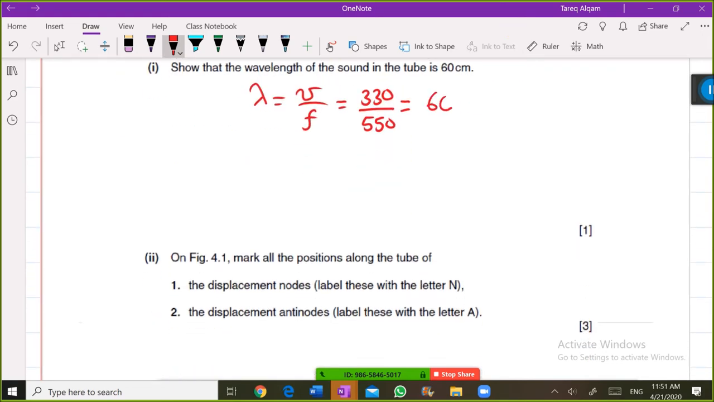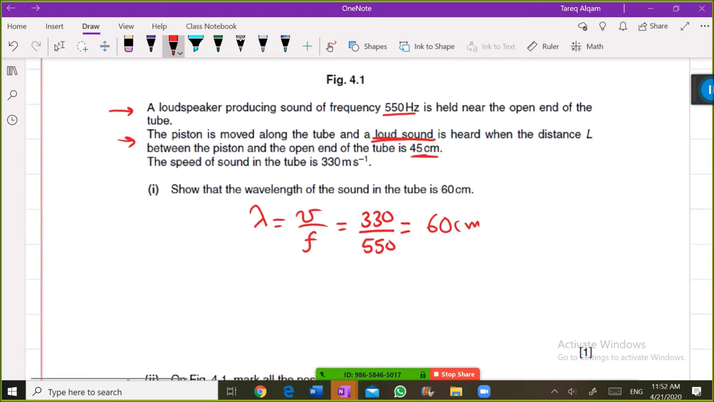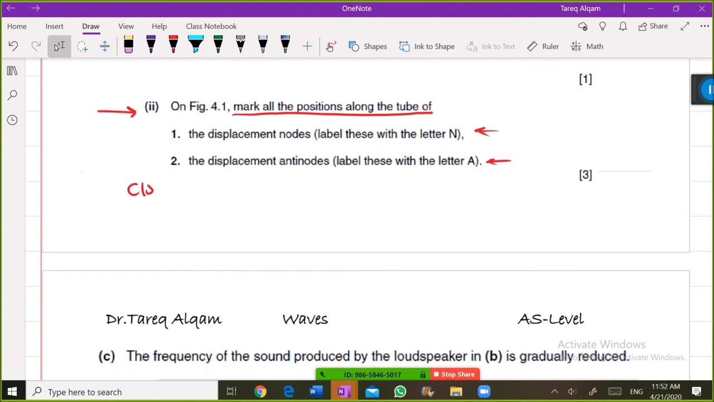On figure 4.1, mark all the positions along the tube of nodes or antinodes. Of course, here, guys, pay attention below. Here we have to focus on one thing, guys. In order to draw the wave, or in order to mark all the positions along the tube that show nodes or antinodes, I have to determine the order of the harmonic. Is it first, is it third, is it fifth? Of course, this is a closed end, guys. Right, this is closed. And in a closed end, we can observe only odd harmonics. So first of all, I have to determine the order of this harmonic. According to the formula, lambda equals 4L over n.